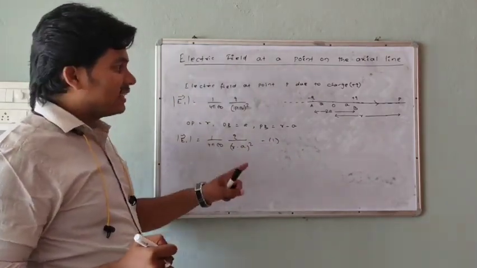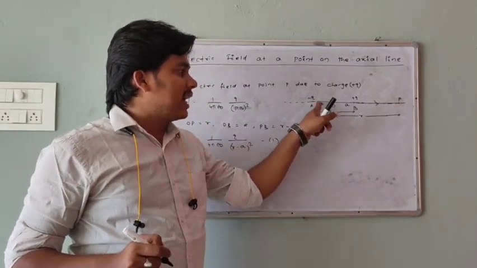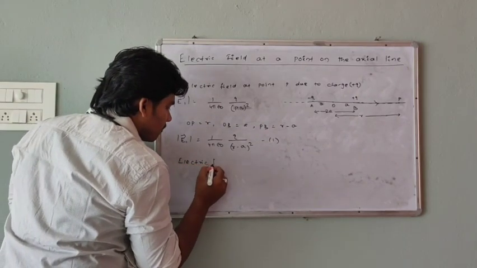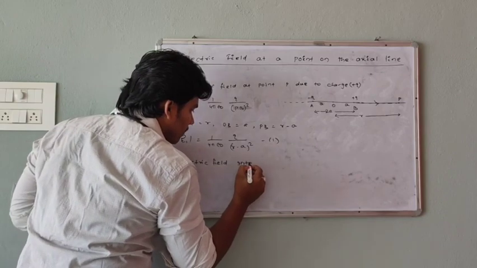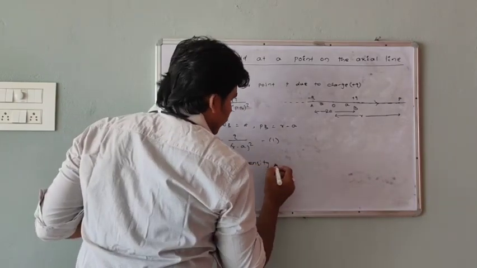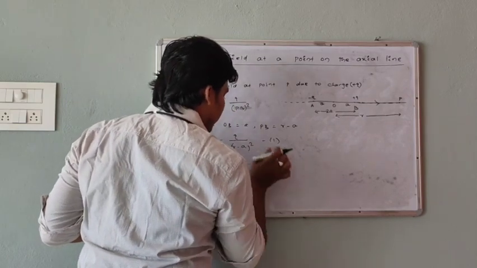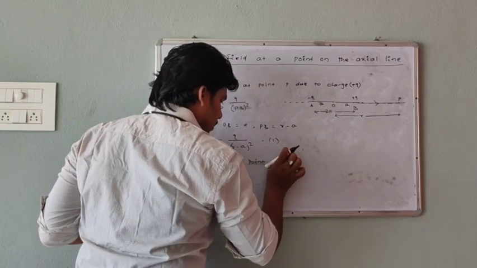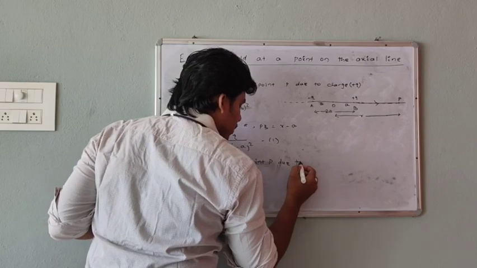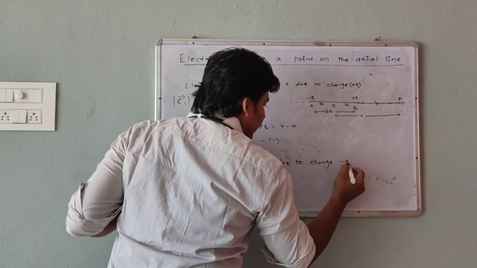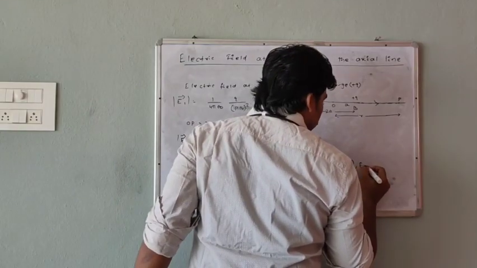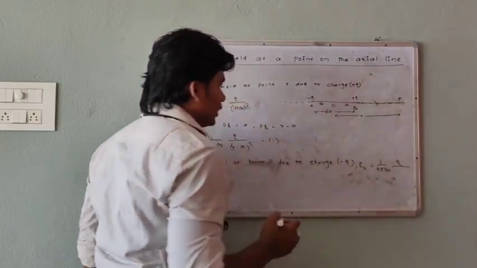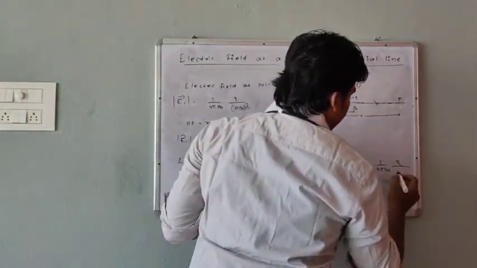Similarly, we can find the electric field intensity at point P due to the charge A, that is minus Q. Now, the electric field at point P due to charge minus Q is E2, equal to 1 by 4 pi epsilon naught, Q by AP square.